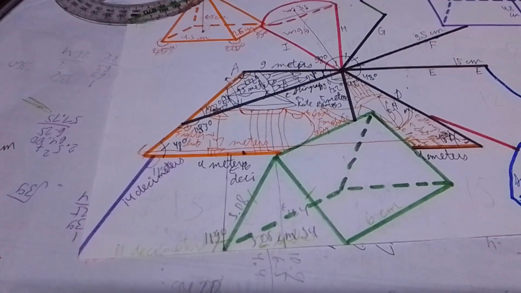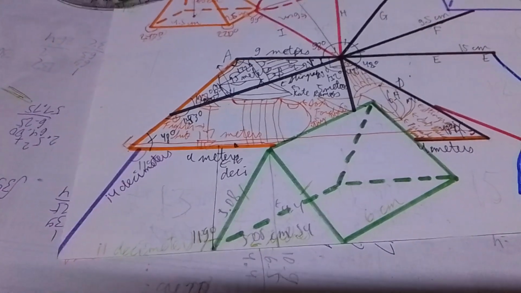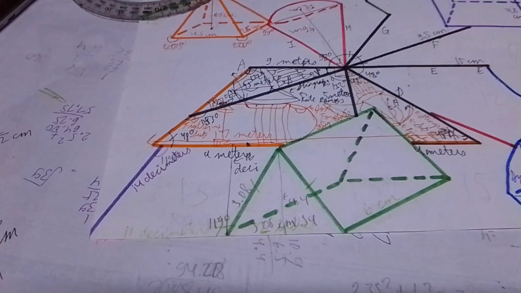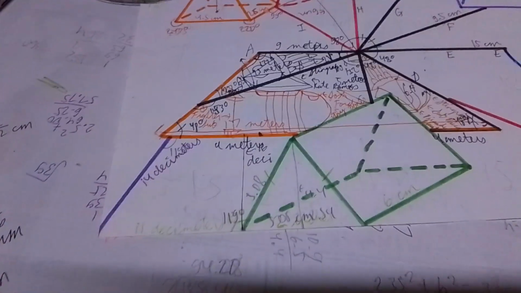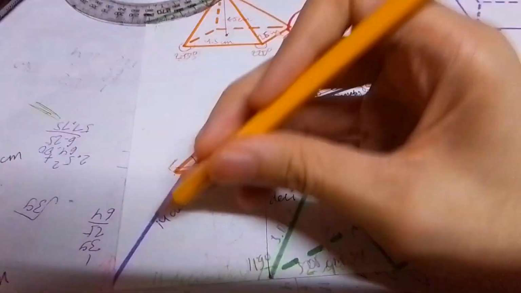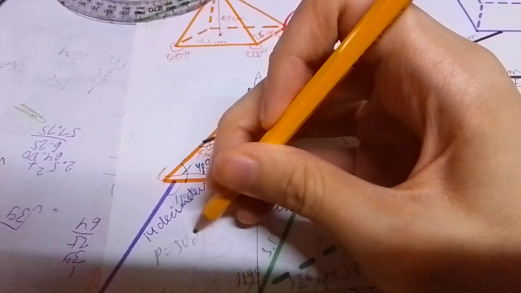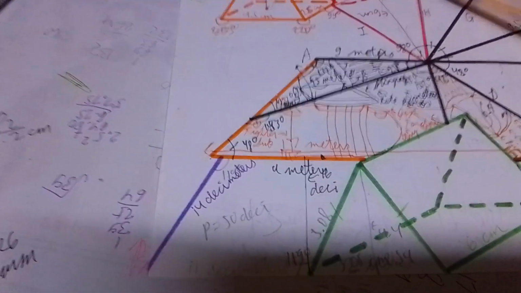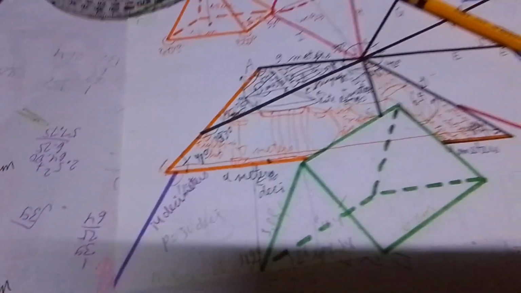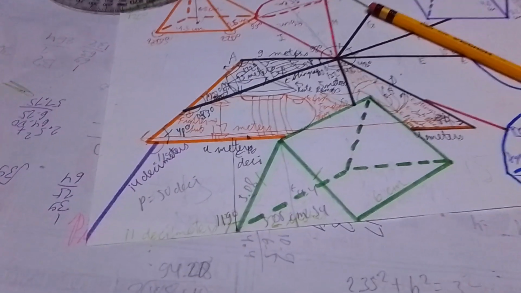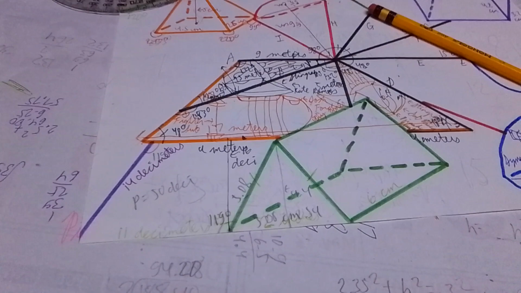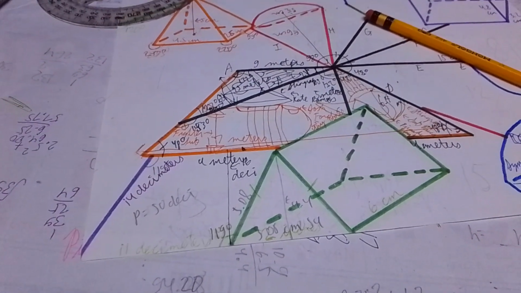So 11 plus 14 equals 25. 25 times 2 equals 50. So the perimeter is 50 decimeters. Okay? Or you can do 14 plus 14 equals 28, plus 11, 39. So that's right, that's still possible. Very fast. Now for the area.